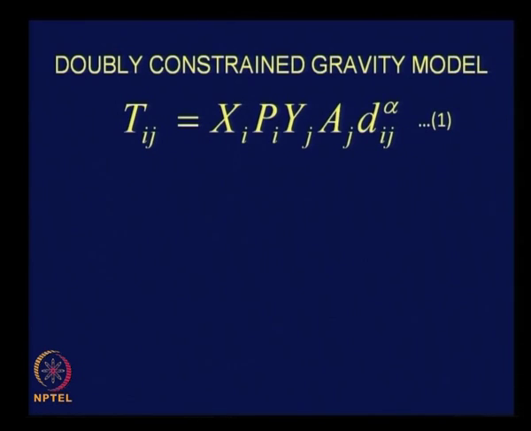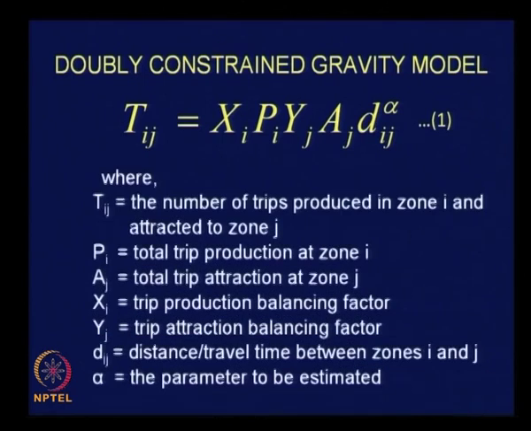And this is the general formulation of the model, and the explanation for the notations used here. Tij, as usual, is the number of trips produced in zone i and attracted to zone j, and Pi is the total trip production at zone i, Aj is the total trip attraction at zone j, Xi is the trip production balancing factor. We need to balance the trip production in such a way that there is no distortion in the trip production values of each of the zones after distribution.